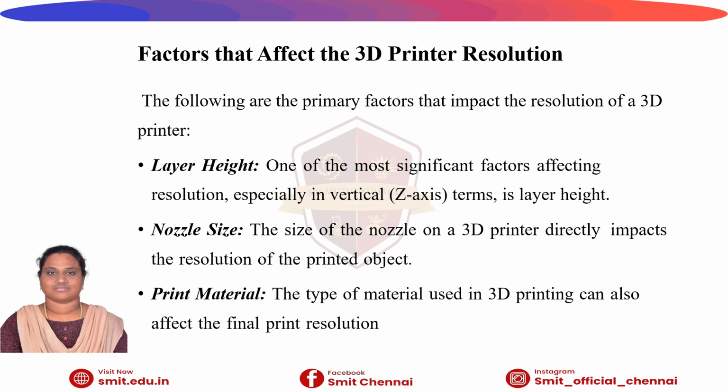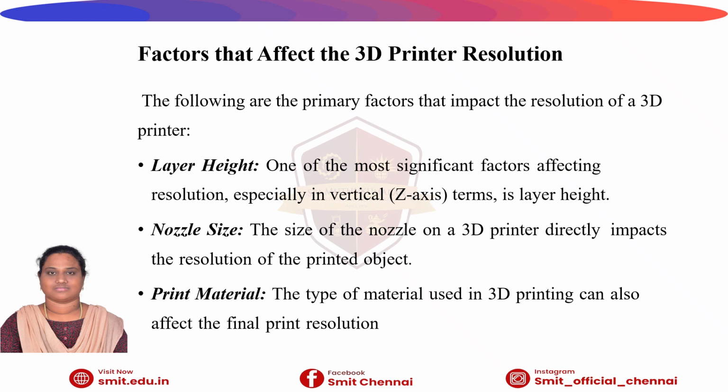So there are some primary factors that impact the resolution of a 3D printer. Layer height is one of the most significant factors affecting resolution, especially in vertical terms, that is the Z-axis. Layer height is the thickness of each layer of material that is deposited during the printing process. A smaller height results in finer detail and a smoother surface finish, as it reduces the visible layer lines and allows for better reproduction of intricate details.